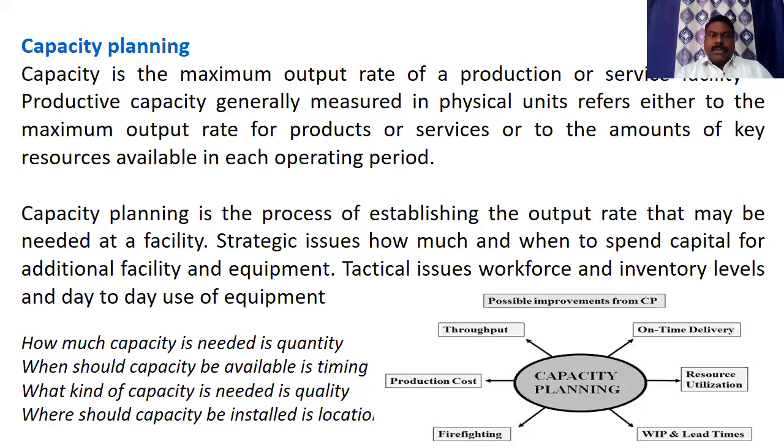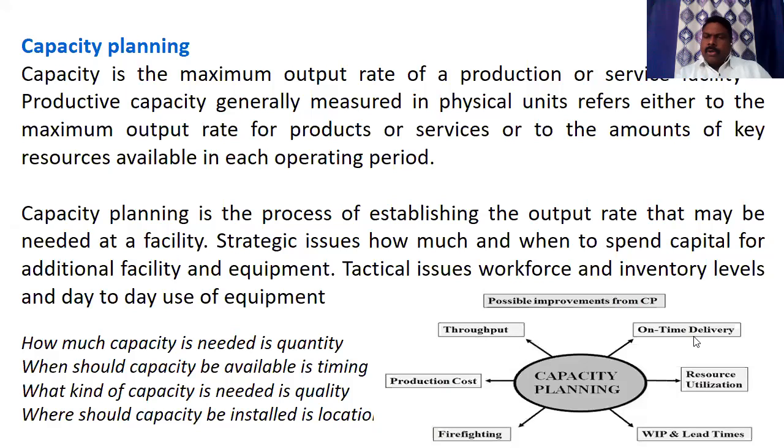Installed means location, where we have to start plant 1, plant 2, plant 3 if we have, in Noida or in Hyderabad or in separate locations. If a company has these, they have to think of where they have to produce these goods. We have another picture here, possible improvements of capacity planning.